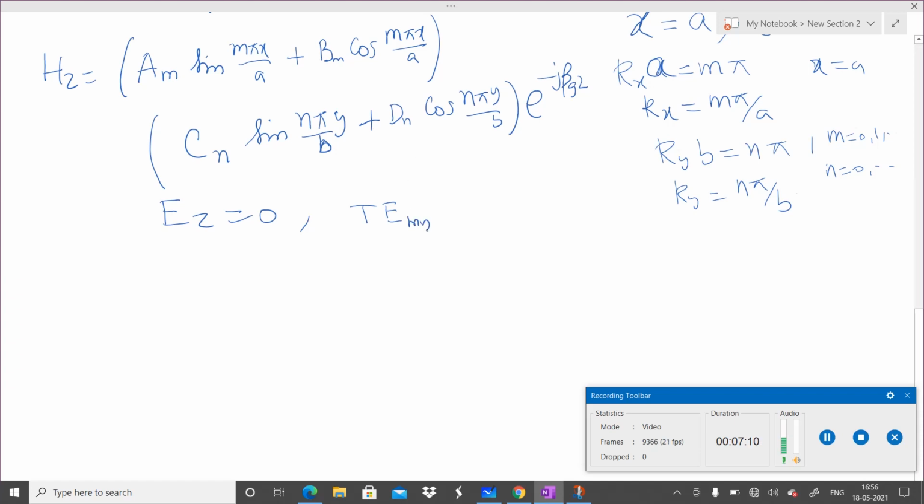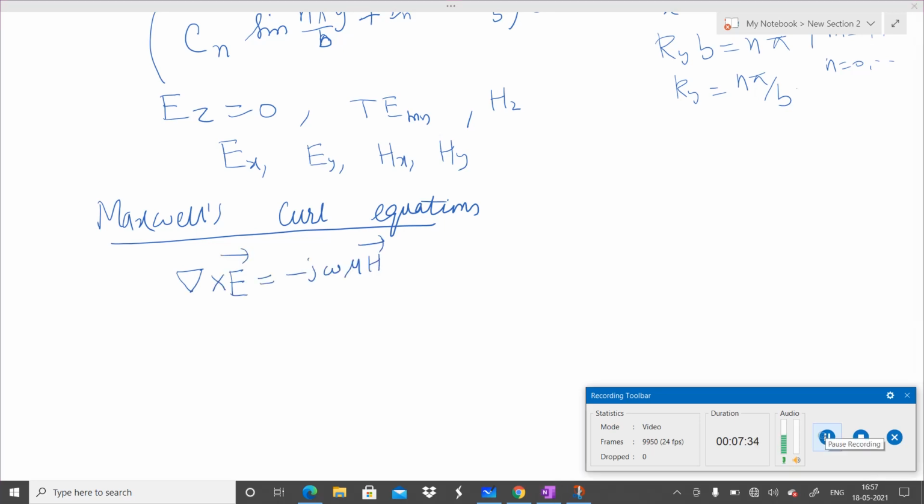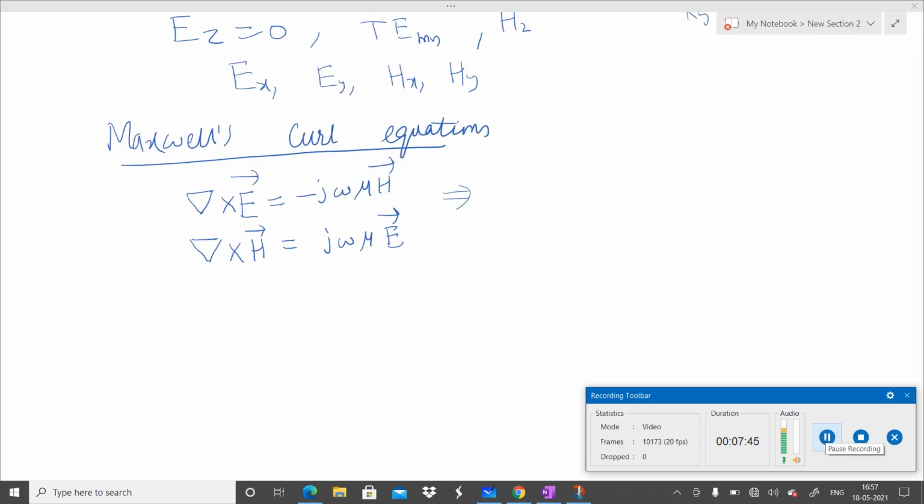So Ez is 0, but Hz has this form, and there will be Ex, Ey, Hx, and Hy. We need to find the other components. How can we find them? We have Maxwell's curl equations: del cross E is minus j omega mu H, and del cross H is j omega epsilon E. Now we will write its components in rectangular coordinates. First we will write the matrix formulation of this cross product.